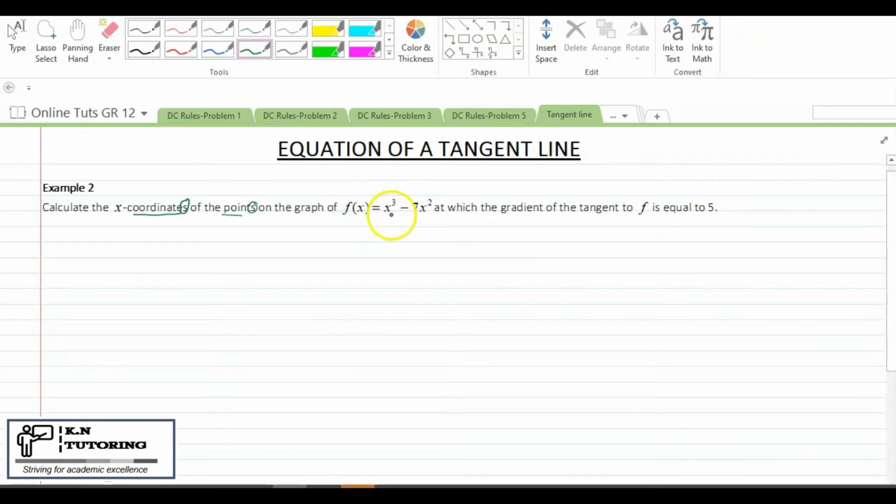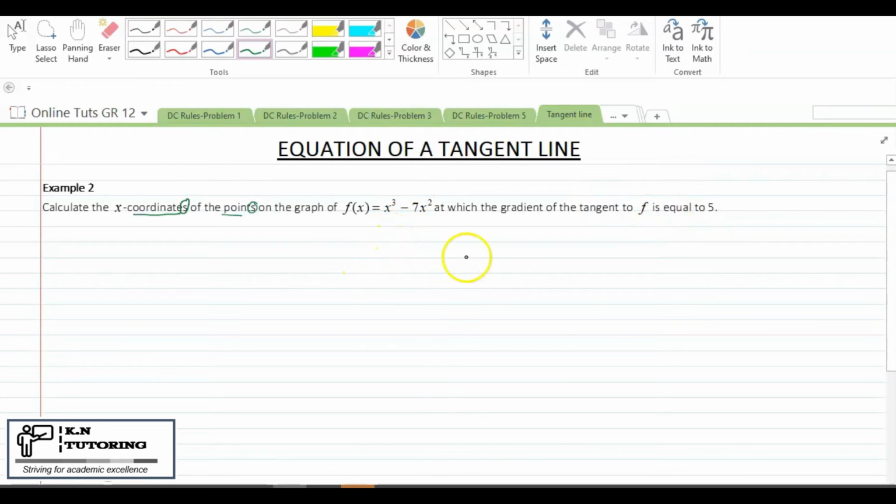So, according to my understanding, there's a cubic graph that says x cubed minus 7x squared. So this cubic graph, okay, I will explain this when you get the x values so that I can show you what this statement actually means. But in general, this says we've got the general equation, the cubic graph here, and the gradient of the tangent to f is 5.